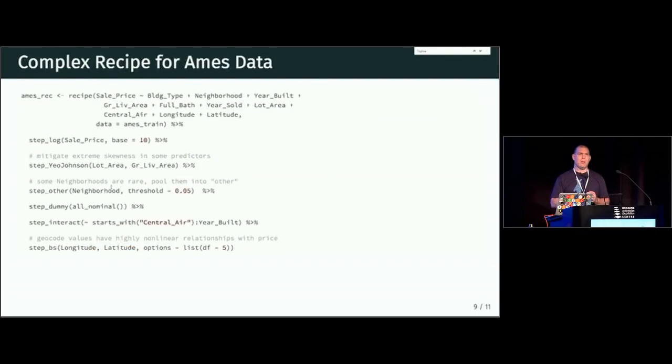So here's a more complex recipe that we might use for the Ames data. You've seen a lot of this so far. We take neighborhood and we collapse it by saying, if in the training set I have any factor levels that are less than, let's say, 5% of the total data set, take those and pull them into "other". And then after that, you can do your dummy variables.